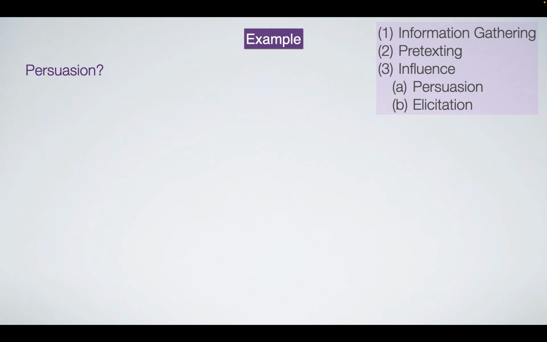Okay, in terms of influence, there are 2 things. One is persuasion and one is elicitation. So what's the persuasion? What did you want her to do? Not what information? Okay, so taking the photo, so that's one.